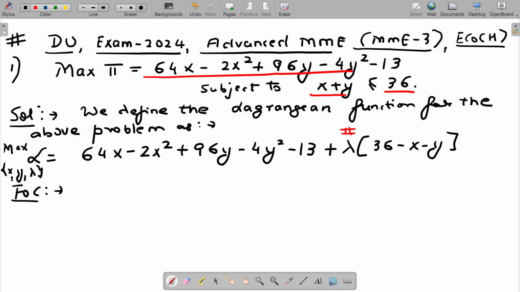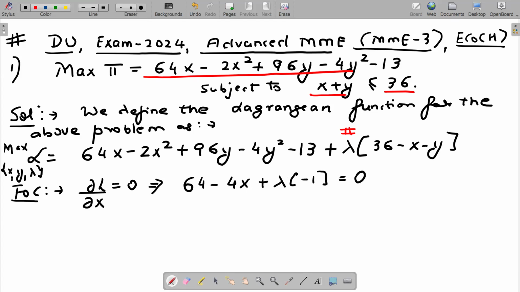We have the following conditions. First order conditions, del L by del x equal to 0. If I partially differentiate the Lagrange function with respect to x, I get 64 minus 4x plus lambda times minus 1 equal to 0. Remember from my intermediate mathematical methods for economics course, when you are differentiating partially with respect to x, you treat y as a constant. And when you differentiate partially with respect to y, you treat x as a constant.